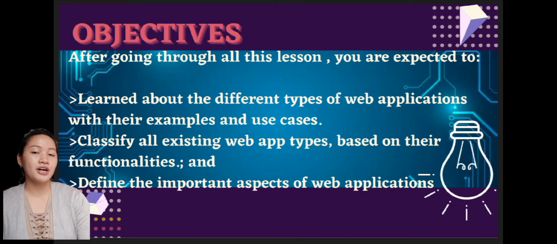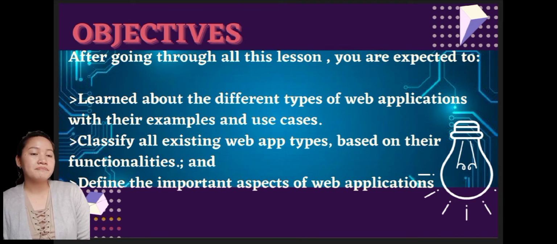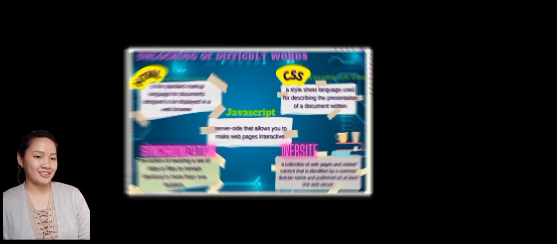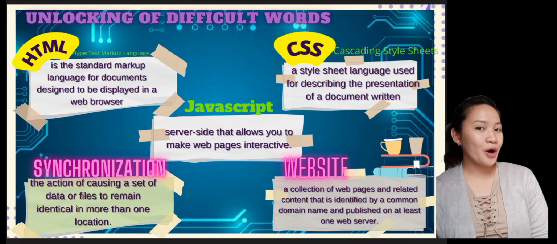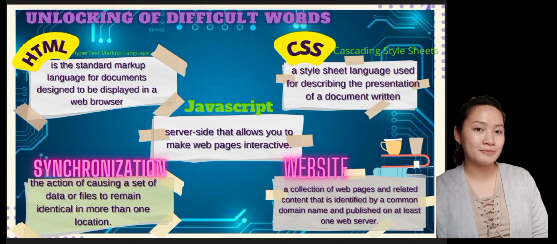the objectives of this topic, after going through this lesson, you are expected to learn about the different types of web applications with their examples and use cases, classify all existing web types based on their functionality, and define important aspects of web application. So for now, we are going to explain the unlocking of difficult words or terms.